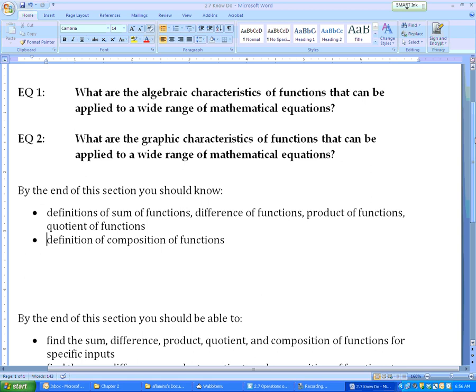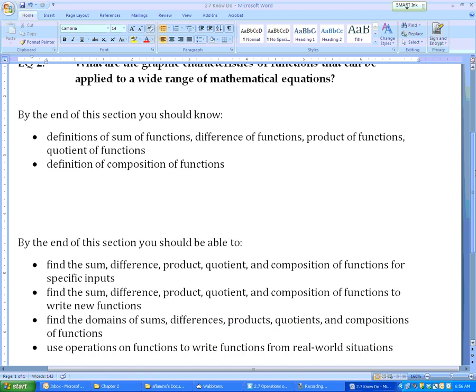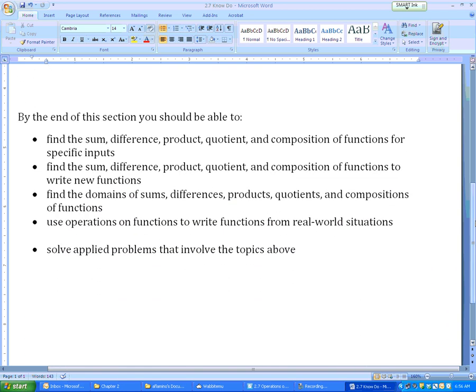For things that we should know: the definitions of sum, difference, product, and quotient of functions, and the definition of composite functions. That's, as you recall, your f of g of x sort of stuff. You probably already know those, but we just want to make sure. A little more interest probably, what we should be able to do: find the sum, difference, product, quotient, and composition values given specific inputs. That is, if we're given a specific value for x. Find the sum, difference, product, quotient, and composition of functions to write new functions, where we're just composing functions to write new ones without any actual numeric values for the inputs.